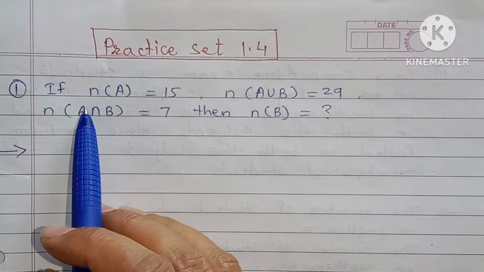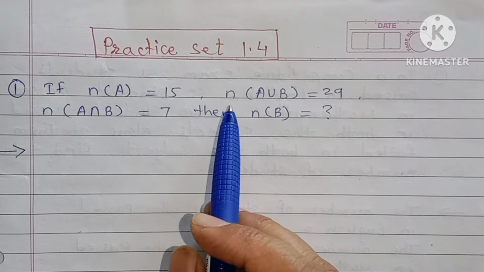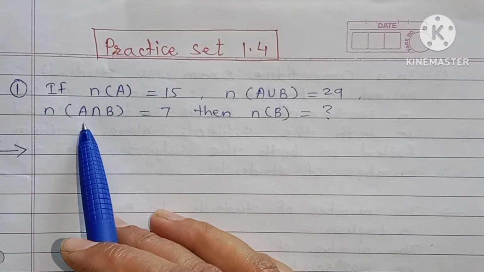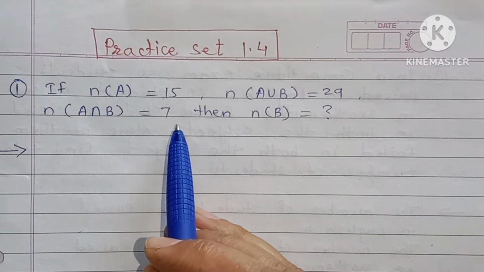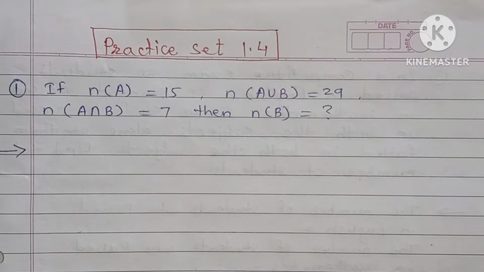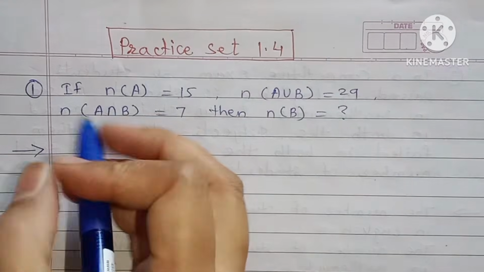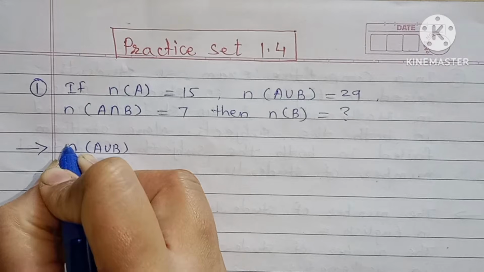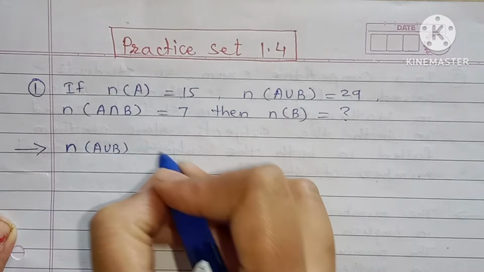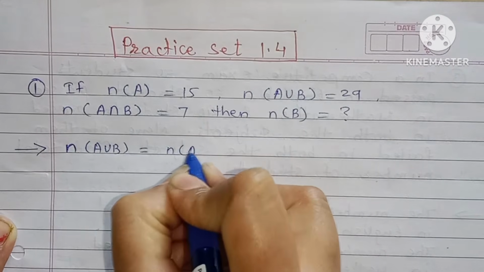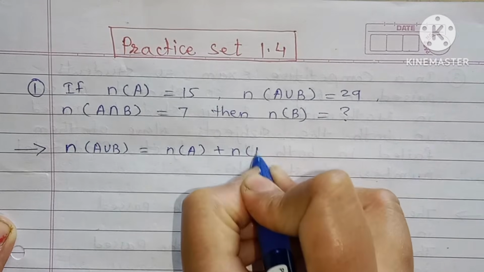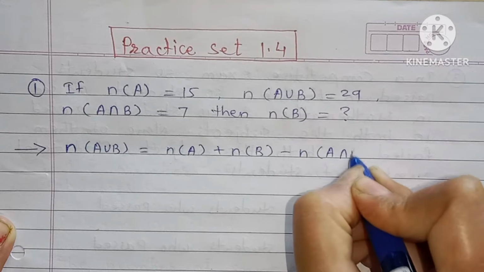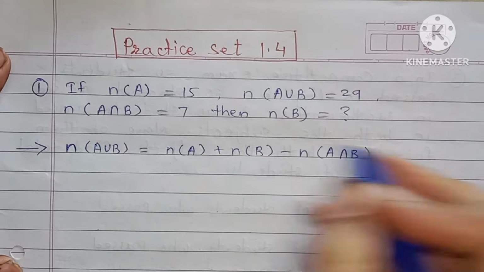Question number 1. If n of A is equal to 15, n of A union B is equal to 29, n of A intersection B is equal to 7, then find n of B. You can use the formula: n of A union B is equal to n of A plus n of B minus n of A intersection B. Now put the values.